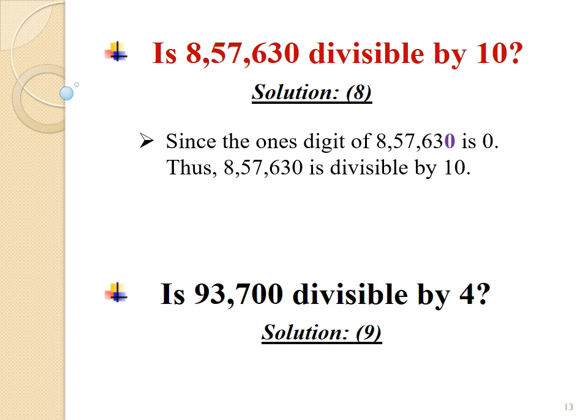Now, sum number 9: is 93,700 divisible by 4? Students, we know that a number is divisible by 4 if its last 2 digits are either 0 or the number formed by them is divisible by 4. Since the last 2 digits of 93,700 are zeros, 93,700 is divisible by 4.